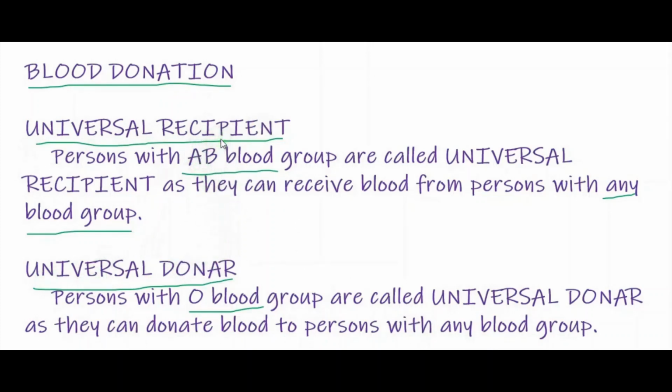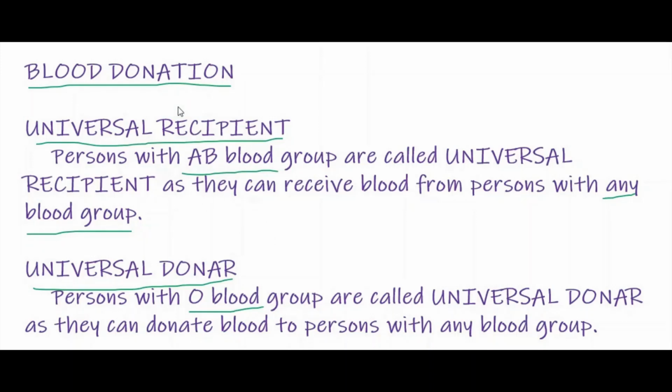Recipient means one who is receiving. AB blood group are called universal recipient. They can receive the blood from all the blood group persons. Universal donor means they can donate the blood to persons with any blood group. Before donating or before receiving the blood, the person must check the antigen and antibody compatibility.